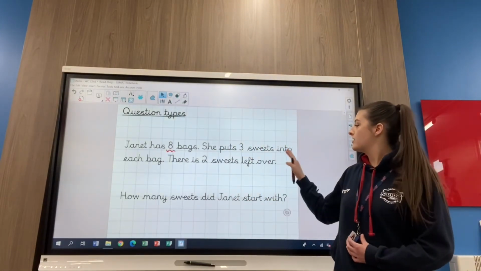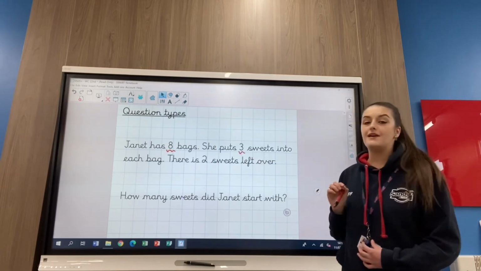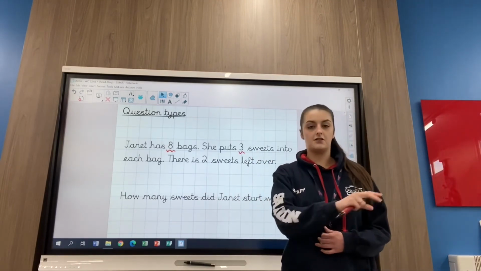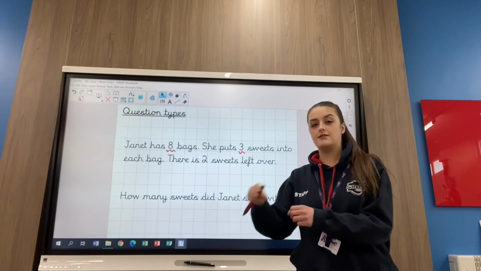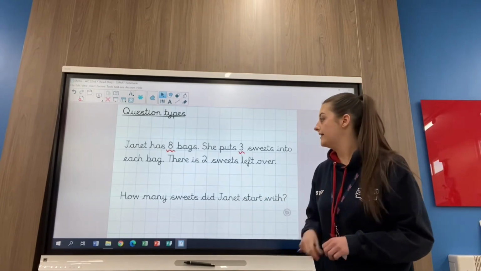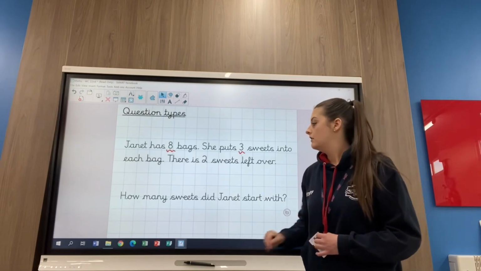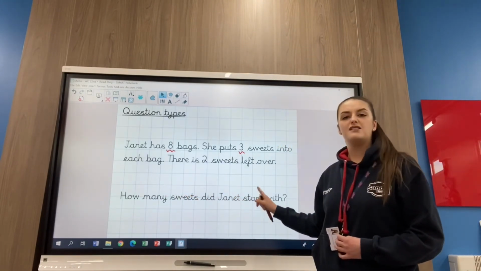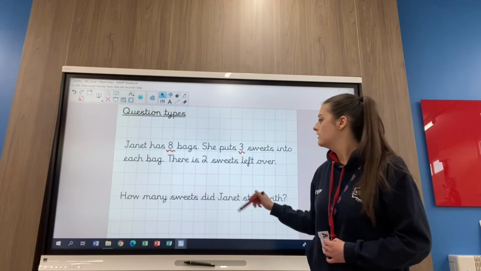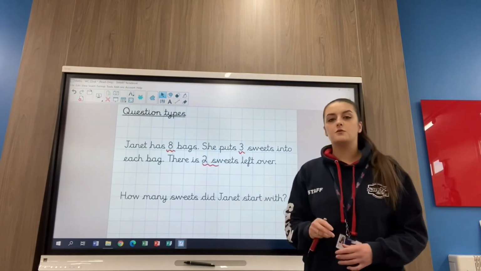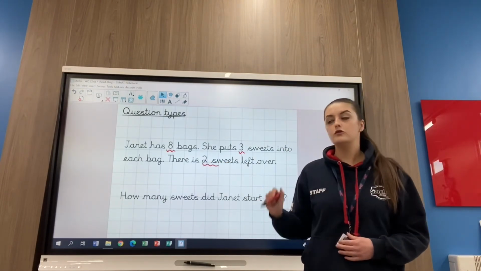She puts 3 sweets into each bag. So those 8 bags she's got, she puts 3 sweets in each one, okay? There are 2 sweets left over. How many sweets did Janet start with? Okay, so for this question, we need to visualise. You may even get drawing, okay?